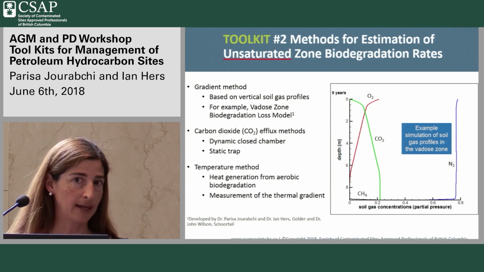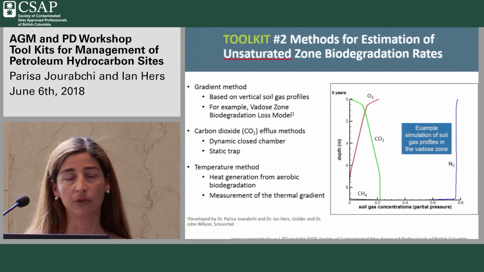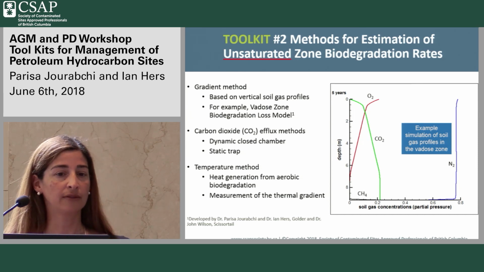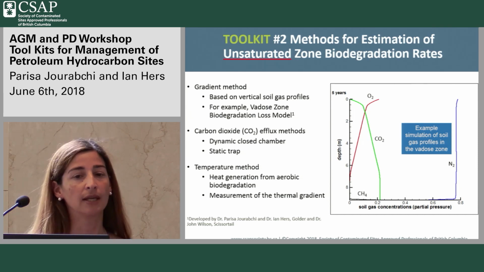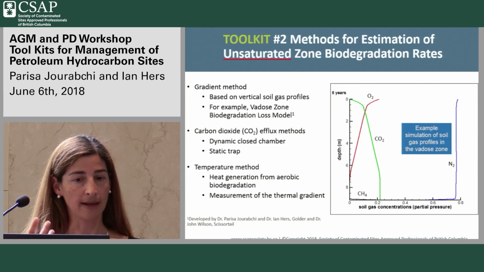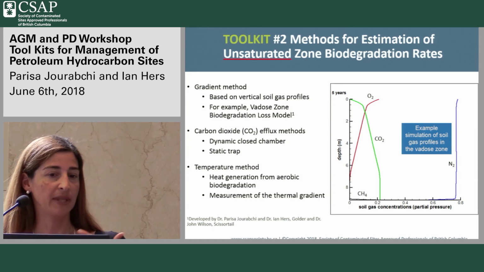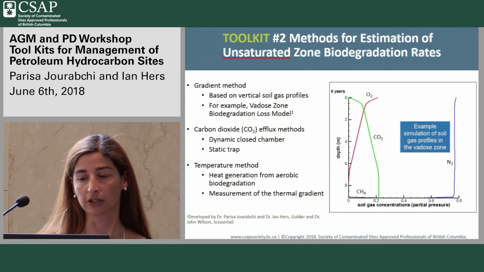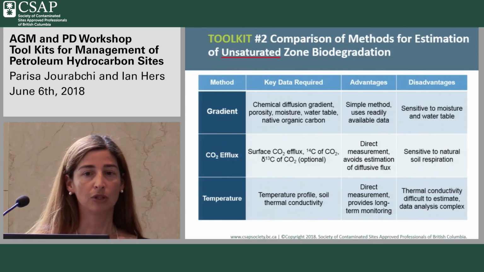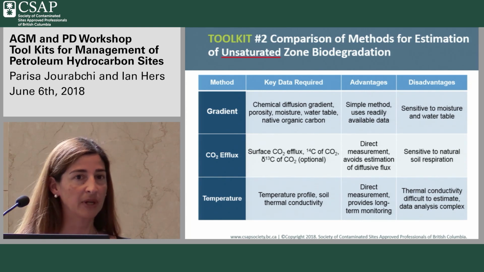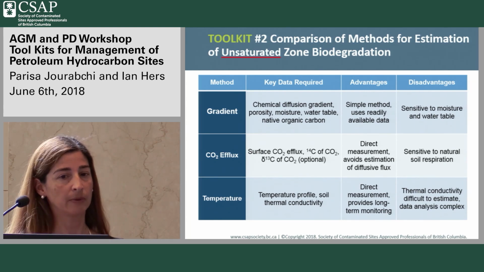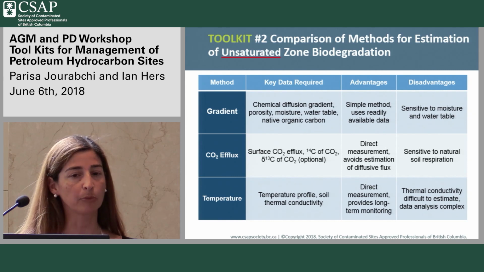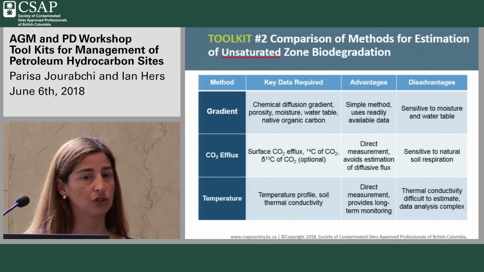And more recently than that, there's been the emergence of using a temperature gradient, because the heat generated from aerobic biodegradation, that change in temperature, can be measured, and then from that we can infer the rates of degradation that are occurring in the subsurface. So in Toolkit number 2, we do a comparison of these results where we look at some of the pros and cons associated with each of these methods.